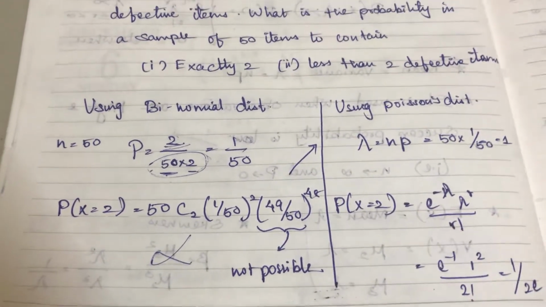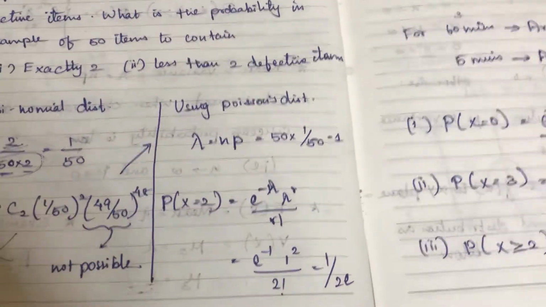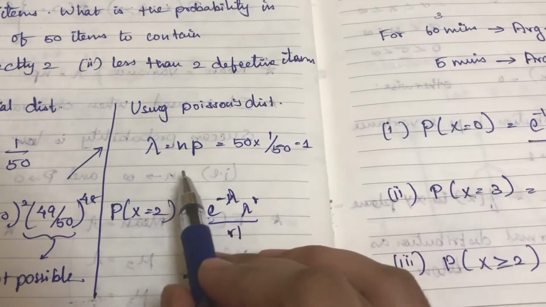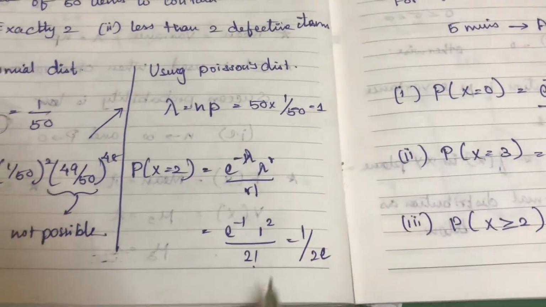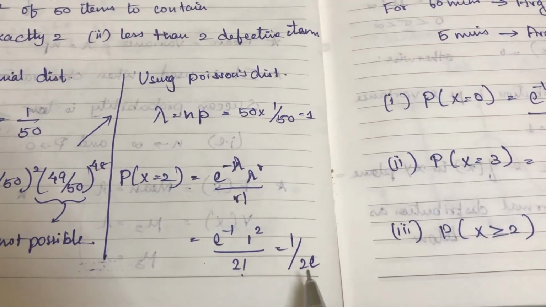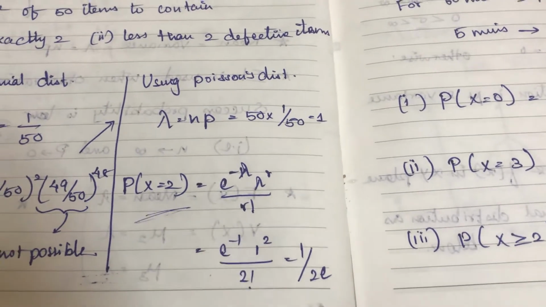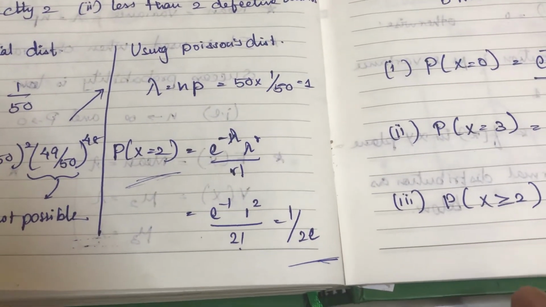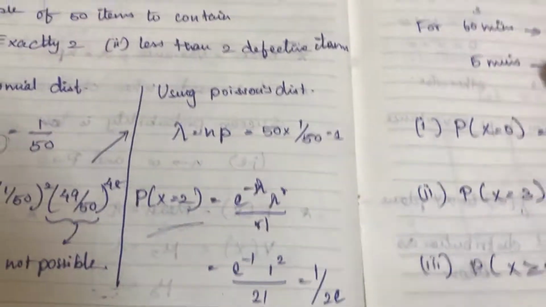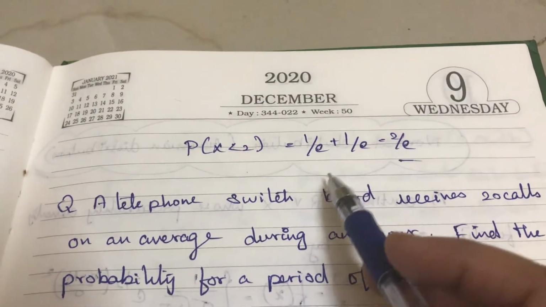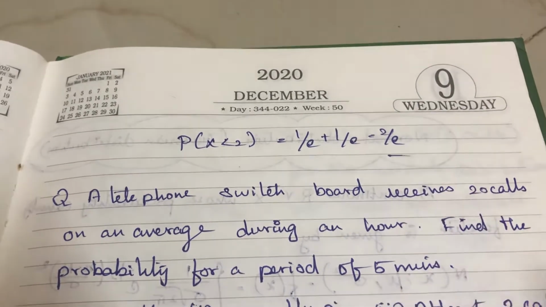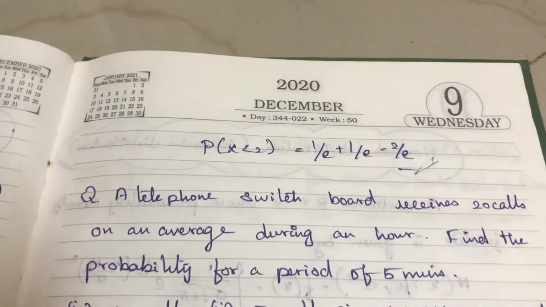So just leave this and use Poisson's distribution. Here lambda will be equal to np, so we can directly write lambda as 1. Substitute the values, you will get the answer as 1 by 2e for exactly 2. If it is less than 2, it means 1 by 2 plus 1 by e plus 1 by e, which will be equal to 2 by e. So this is the answer.